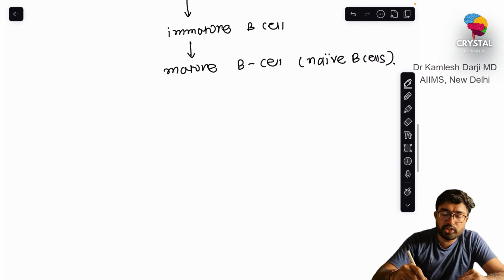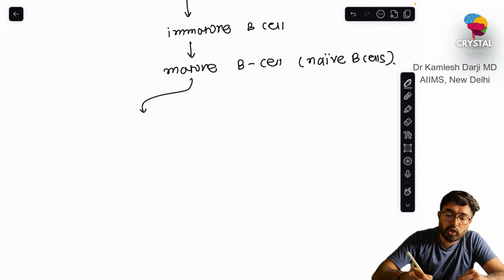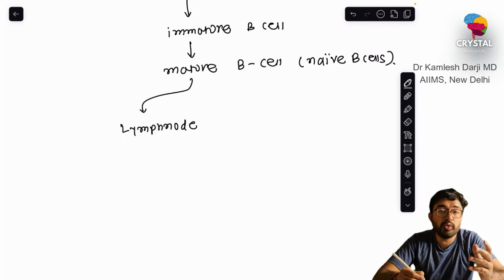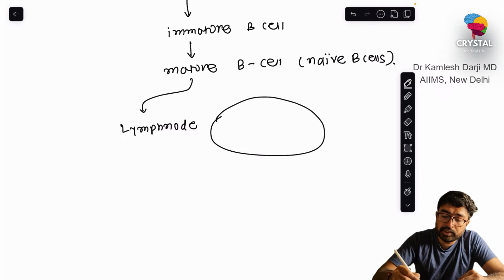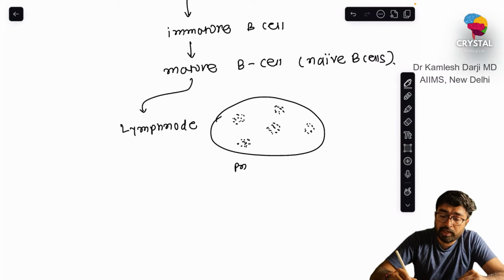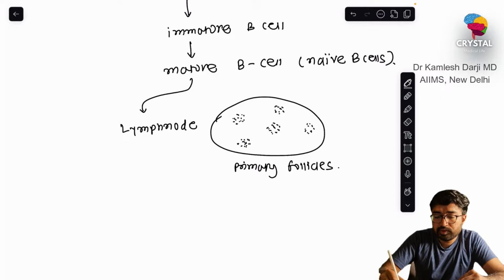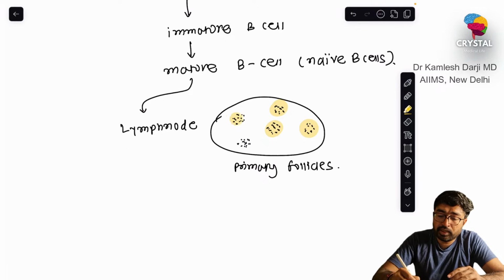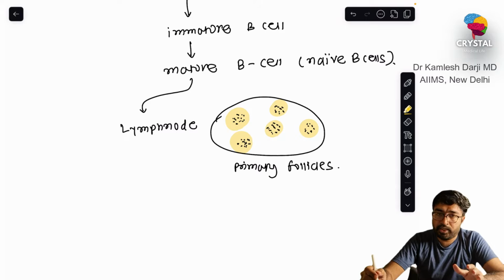Now this mature B cell will go to your lymph node, from bone marrow to lymph node. The lymph node is like this. They will make aggregates, making follicles, and this is called the primary follicle. This one is a follicular area, and other than this, the parafollicular area.